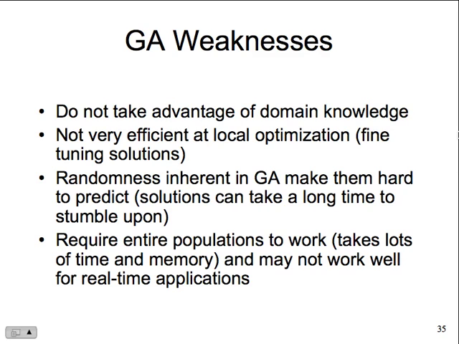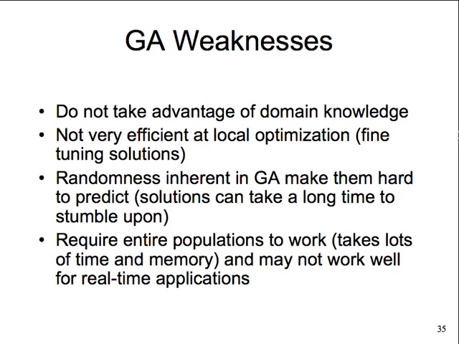Randomness is inherent, so we put in mutations and crossovers. That makes it hard to predict solutions, so a solution can take a long time to stumble upon. If you take the traveling salesperson problem seriously and try to figure out if you can calculate it, it might take you a while to stumble upon the correct solution. You're not going to find it as an exact answer, which is what I was alluding to earlier.